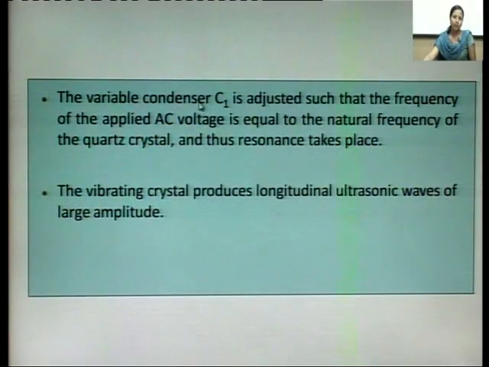The variable capacitor C1 is adjusted such that the frequency of the applied AC voltage is equal to the natural frequency of the quartz crystal. So resonance takes place when these two are equal. The vibrating crystal produces longitudinal ultrasonic waves of large amplitude.